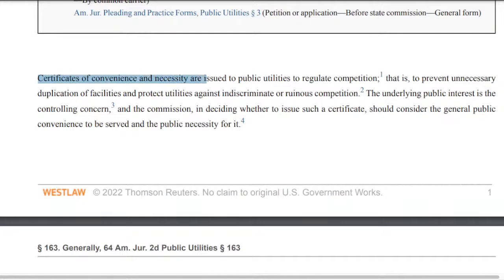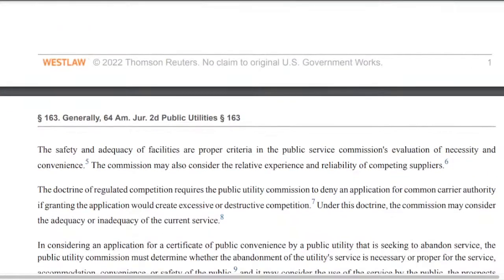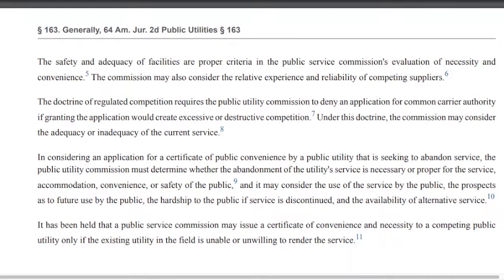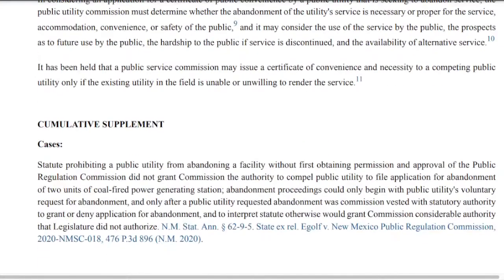Certificates of convenience and necessity are issued to public utilities to regulate competition. That is, to prevent unnecessary duplication. So that's kind of like where we left off and skipped all that stuff over. Doctrine of regulated competition. So this is the detail that we just went over. Not planning to dive into this unless someone tells me I should now. Otherwise, I'm going to move on. Okay.